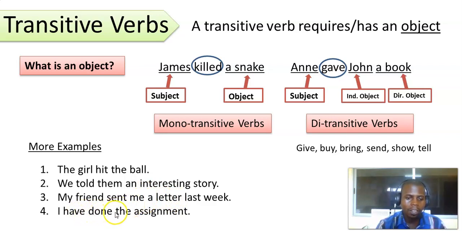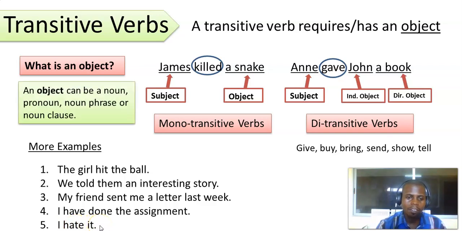I have done the assignment. That's example 4. The assignment here is the object, and have done is the verb. The last example is I hate it. It is the object of this sentence, and hate is the verb. Hate has only one object here, so it is a monotransitive verb. So let's go ahead.